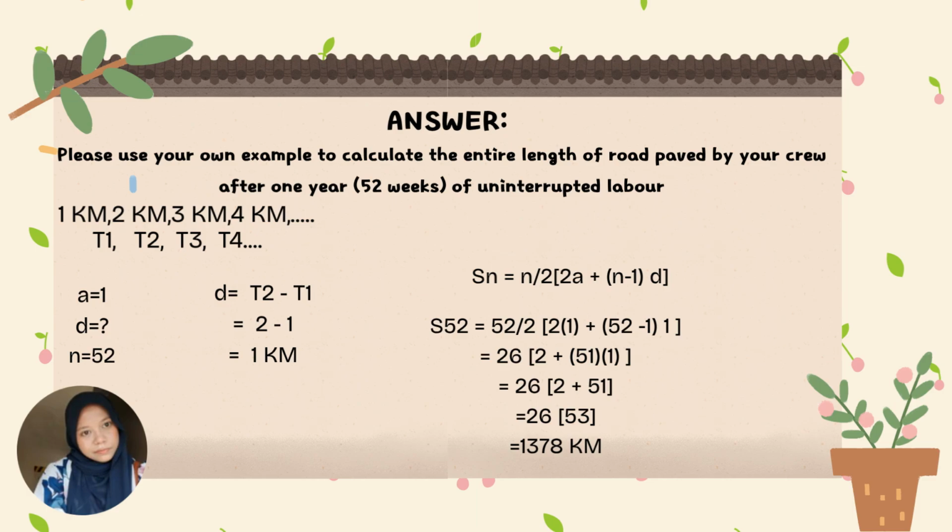Since the question says after 1 year, 52 weeks, that means our position n is 52. To find the total length of road, we use the sum formula: Sn equals n over 2 open bracket 2a plus open bracket n minus 1 close bracket d close bracket. So substitute the values into the formula. It will be 15.2 over 2 open bracket 2 multiplied by 1 plus open bracket 15.2 minus 1 close bracket multiplied by 1. After the calculation, we got 26 multiplied by 15.3, which is equal to 1,378. So the total length of road paved by the crew after 15 weeks is 1,378 km.